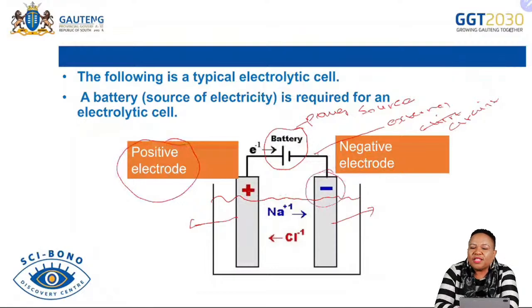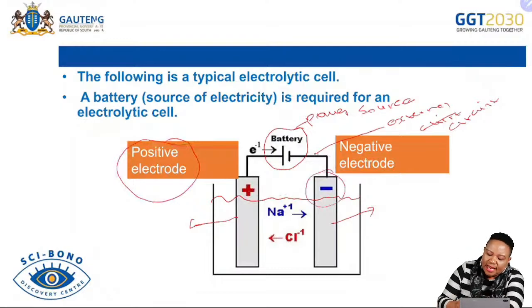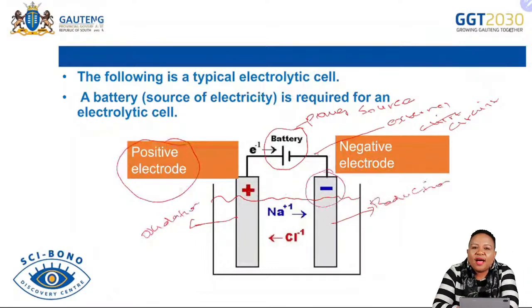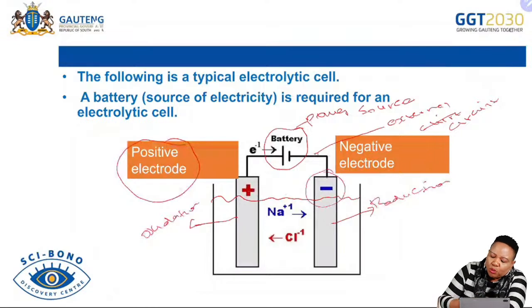Now we remember what type of reaction occurs at the anode and what type of reaction occurs at the cathode, which is going to be the same also in an electrolytic cell, because our anode will still undergo oxidation. So we are still expecting oxidation to occur at the anode and reduction to occur at the cathode. But what you need to understand now is that our anode will be connected at the positive terminal and our cathode will be connected at the negative terminal.